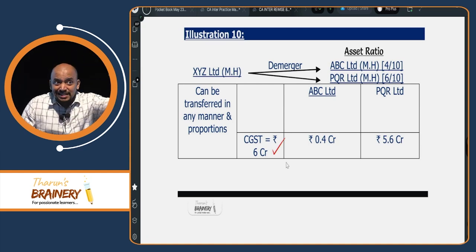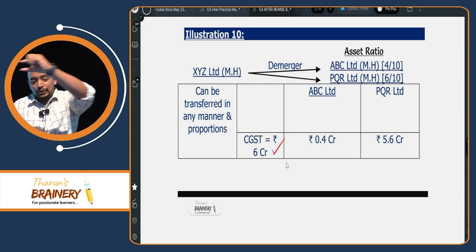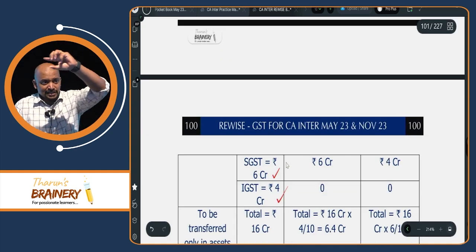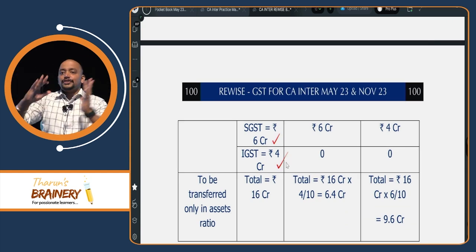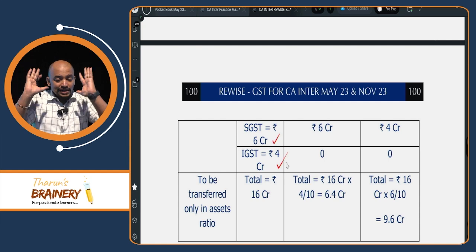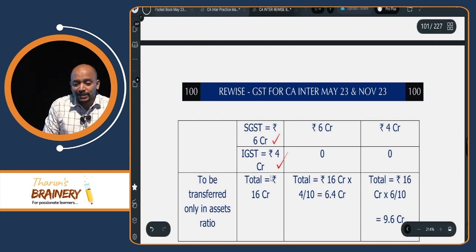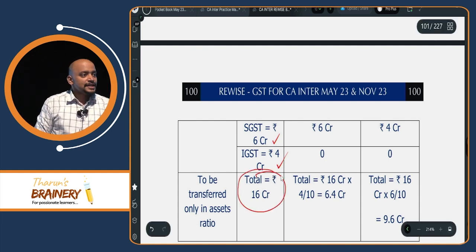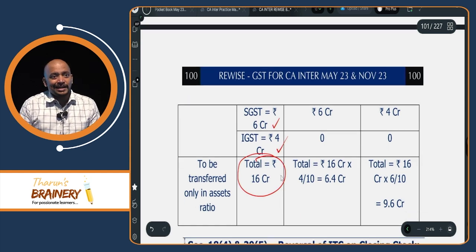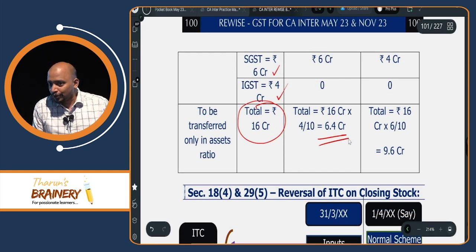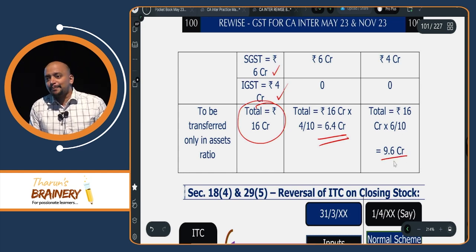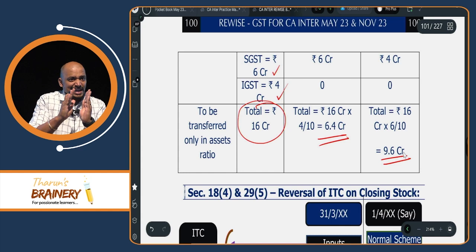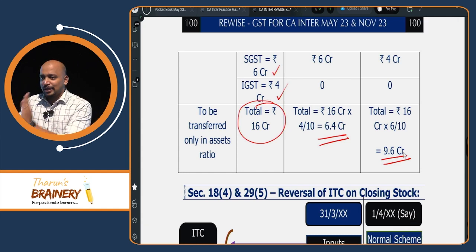But CGST we don't have to transfer in that ratio. SGST we don't have to transfer in that ratio. IGST we don't have to transfer in that ratio. But overall we should transfer in that ratio. Now listen carefully. What is the total ITC? 16 crores. 16 crores into 4 by 10, how much? 6.4 crores. 16 crores into 6 by 10 is how much? 9.6 crores. This much I need to transfer to ABC and PQR.